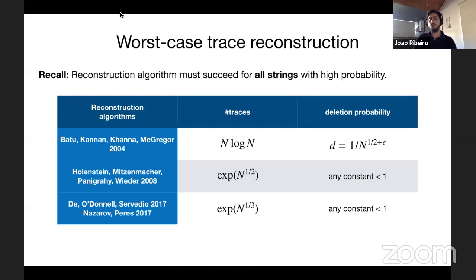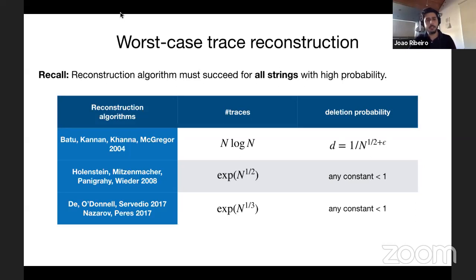In that case, there are two works that are basically the most relevant to my presentation here today. The first one by Holenstein et al. And the second one was a concurrent independent result by De, O'Donnell, and Servedio, also by Nazarov and Peres. They published in the same conference. And the cool thing about these two last results is that they use a very simple type of algorithm called the mean-based algorithm. And I'm going to present it because they draw on very interesting techniques from complex analysis, in particular the last work from 2017.